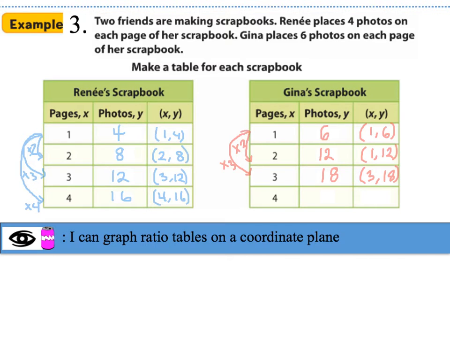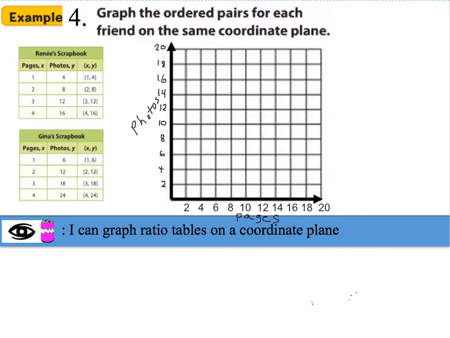And scale forward one more time, so I'm going to multiply it by 4. So on 4 pages, she's going to have 24 photos, and her ordered pair is 4, 24. So those are the completed tables for both Renee and Gina's scrapbook. Now that we've finished the table and the ordered pairs for Renee's scrapbook and Gina's scrapbook from example 3, let's go ahead and graph each person's data on the coordinate plane.